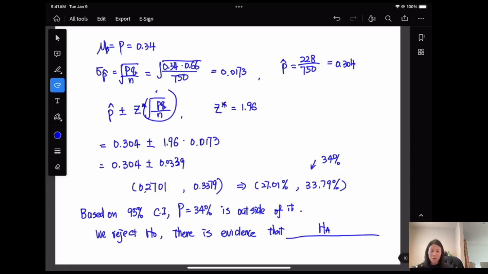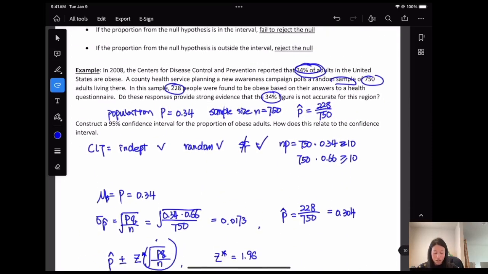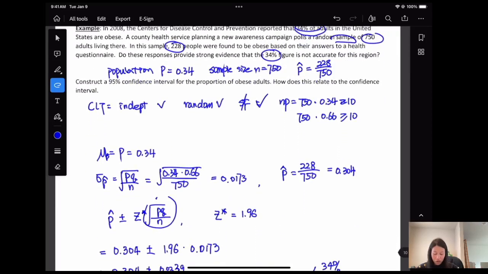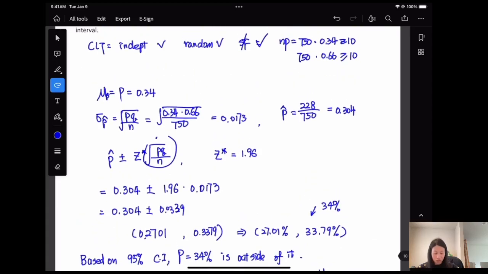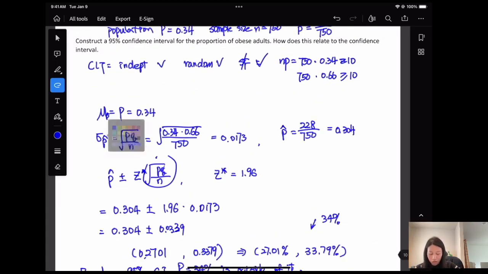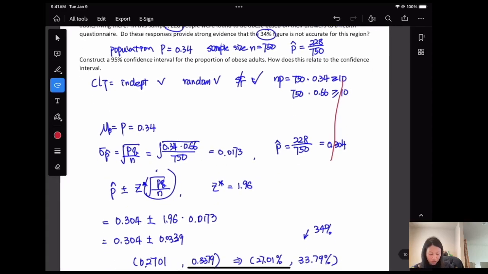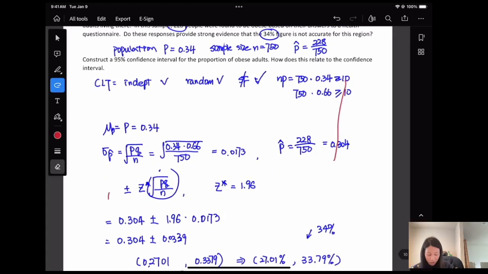So this is very similar to the two-tailed test when it comes to the hypothesis test. So if I use the confidence interval, here is the proof with the confidence interval. Now, I am going to show you how to use a hypothesis test to run this test. I'm going to erase this part.